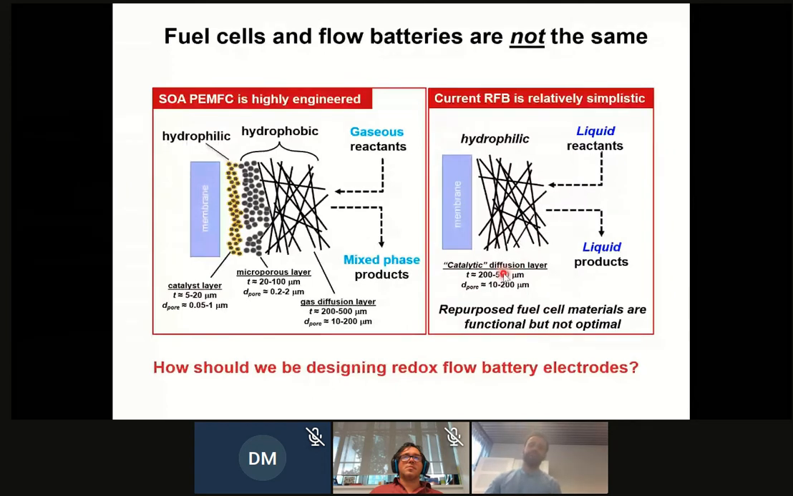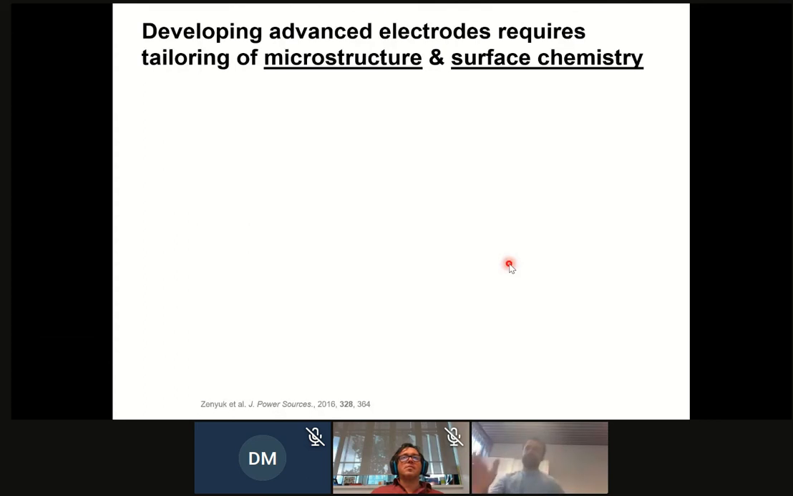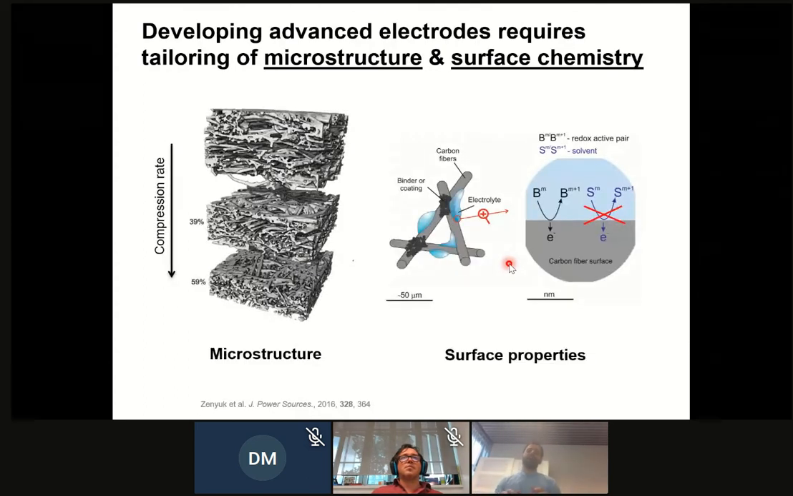And so the question is, how should we be designing flow battery electrodes, right? That's the question I've been asking myself for the last 3 years or so, since I started my postdoc, and now also through my faculty post. So we're academics, and we try to break down the problem into the more fundamental aspects of it. And so the way I break down the problem is I think about how an ideal microstructure would look, and how we can tune the surface properties to get good activity, selectivity, and durability. So these are the kind of problems we think about.